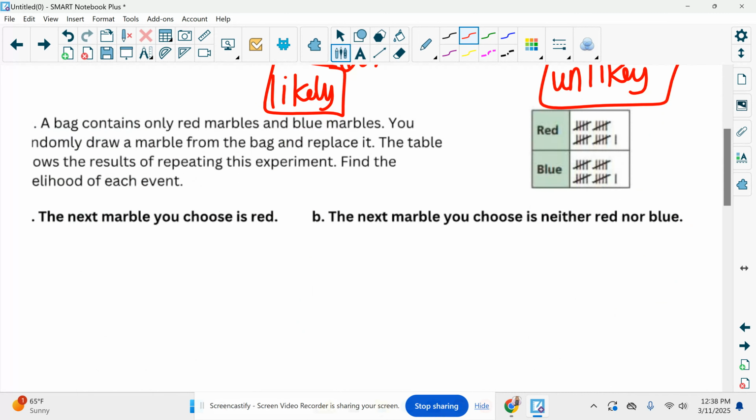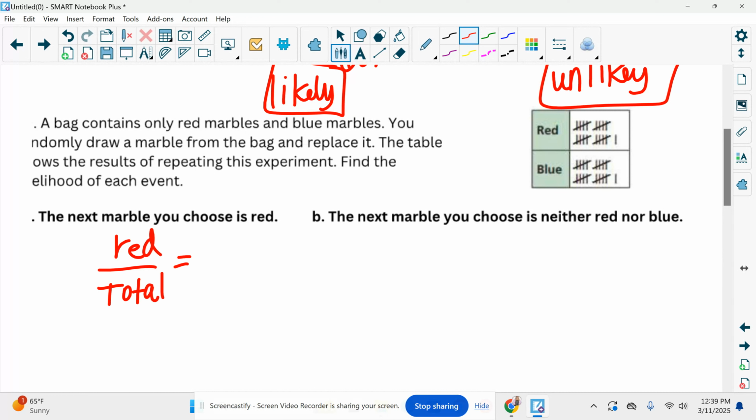Alright, in our next example, a bag contains only red marbles and blue marbles. You randomly draw a marble from the bag and replace it. The table shows the result of repeating this experiment. Find the likelihood of each event. What is the likelihood that the next marble she draws is red? What are we comparing here? What are we going to put in our fraction? Every time, part to whole, red to total. So we're going to put the red over the total amount.